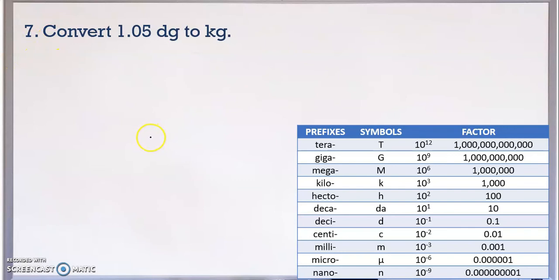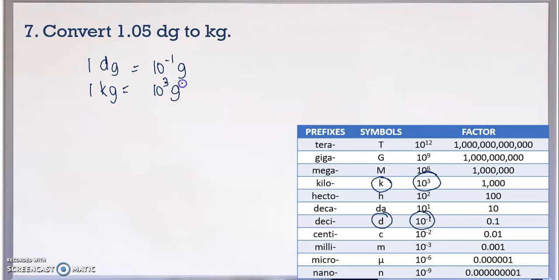Problem number 7. Convert 1.05 decigram to kilogram. The prefixes here are deci and kilo. One decigram is equal to 10 raised to negative 1 gram, while 1 kilogram is equal to 10 raised to 3 grams. In the two-step method, the first unit that we have to convert is decigram, and this should be converted to the base unit, which is gram.